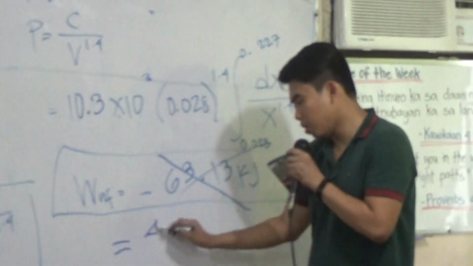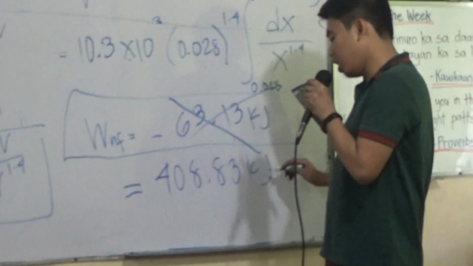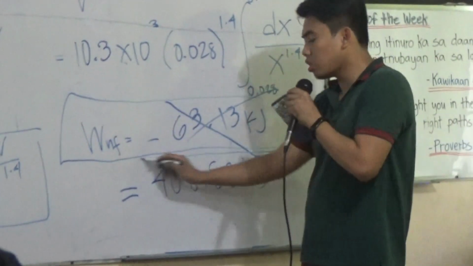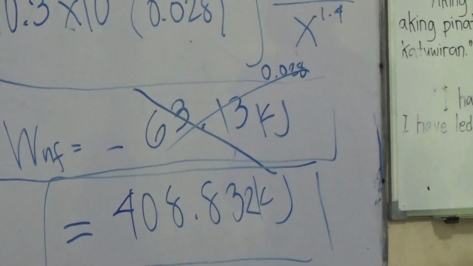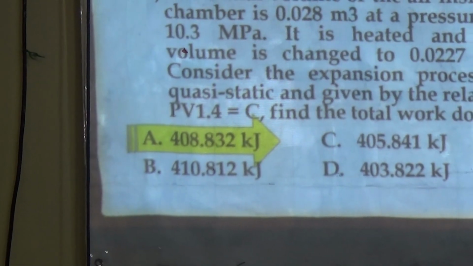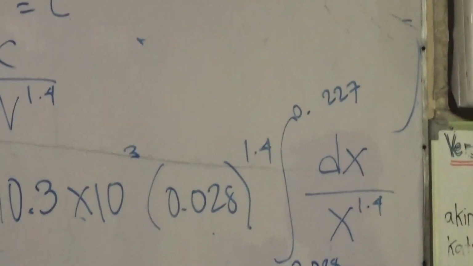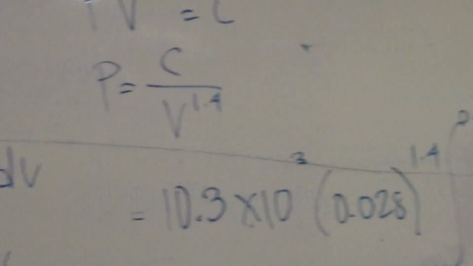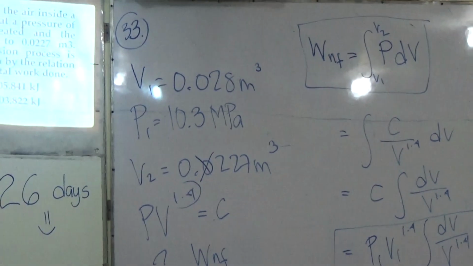Okay, so answer is 408.83 kilojoule. Okay, saktong-sakto. So, we know that the answer is letter A. 408.83. Okay, nagkaroon lang ng typo error doon. Sa board exam, pwedeng tama na yan, 0.227, or pwede rin nagkamali sa type. So, may mga chances na gano'n, pero minimal lang yan. Kaya ang mahalaga, marunong mag-solve.